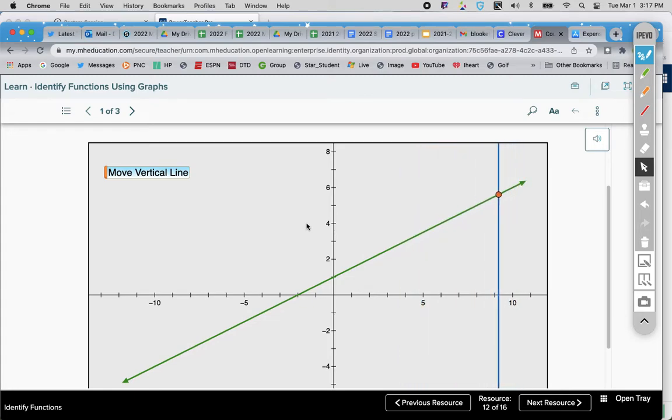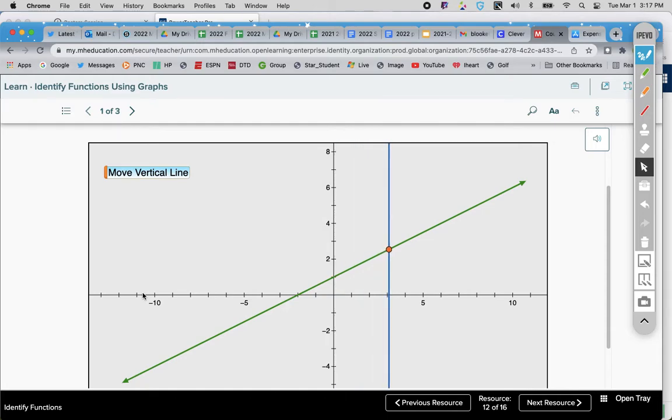There is only one dot. It is only intersecting the green line at one spot. That determines whether or not it's a function. So again, notice the blue line, or your pencil, going left to right only ever intersects one spot. So this is known as a function.